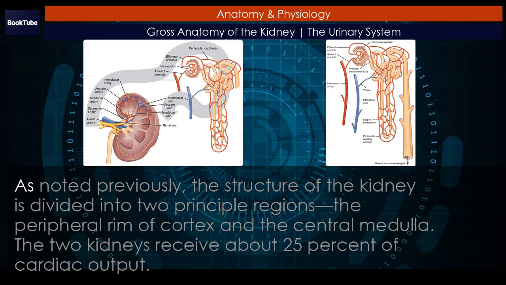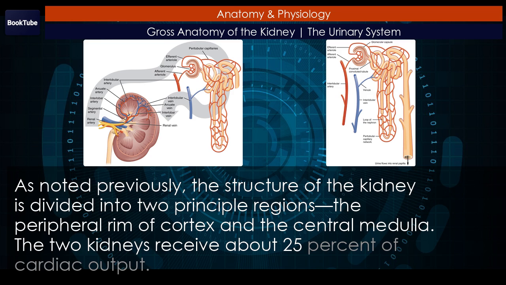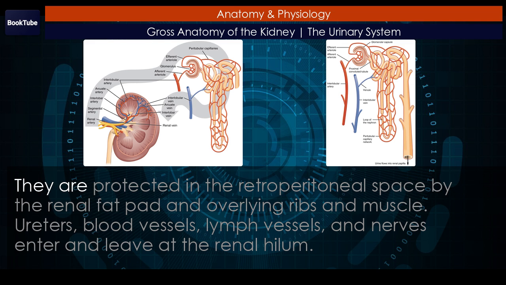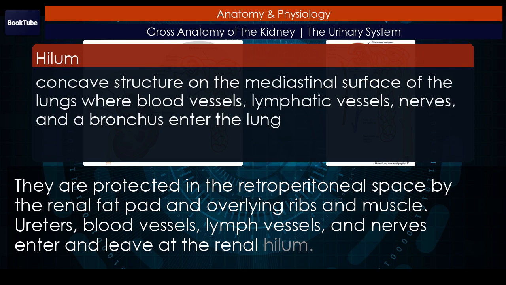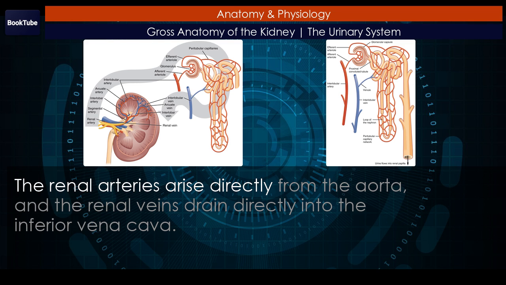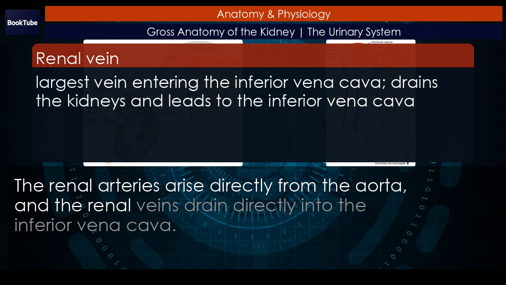Chapter review. As noted previously, the structure of the kidney is divided into two principal regions: the peripheral rim of cortex and the central medulla. The two kidneys receive about 25% of cardiac output. They are protected in the retroperitoneal space by the renal fat pad and overlying ribs and muscle. Ureters, blood vessels, lymph vessels, and nerves enter and leave at the renal hilum. The renal arteries arise directly from the aorta, and the renal veins drain directly into the inferior vena cava.